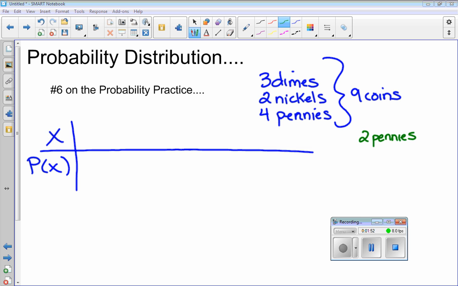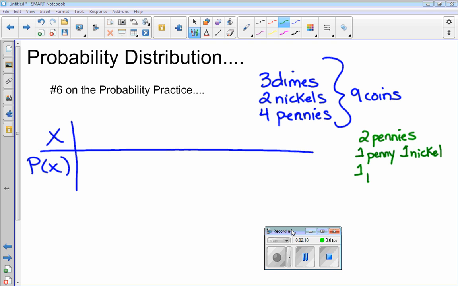Let's just write down all the different possible combinations of the 2 coins that could fall out of my pocket. So I could have 2 pennies fall out. I could have 1 penny and 1 nickel. Would you agree? I could have a penny and a dime. What other possible combinations of 2 coins could I have? I could have a dime and a nickel. Anything else? 2 dimes or 2 nickels.